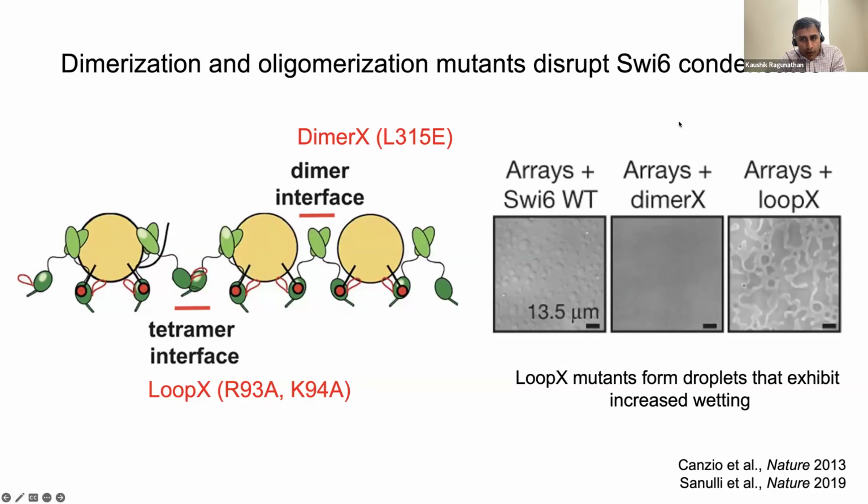It turned out that you can also investigate the in vitro properties of SY6 and how it forms droplets outside of cells. This is work done by Geeta Narlikar's lab at UCSF. Here you can see that SY6 forms condensates outside of cells. If you disrupt the dimer interface, it doesn't form condensates. But if you make oligomerization mutants, you form condensates with increased wetting properties.